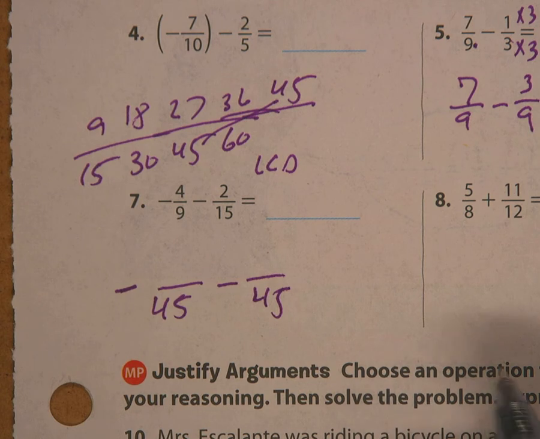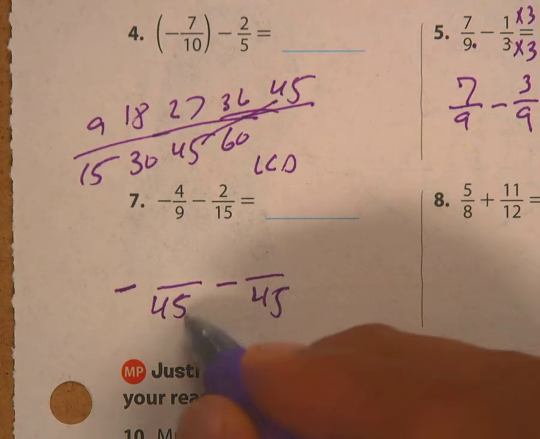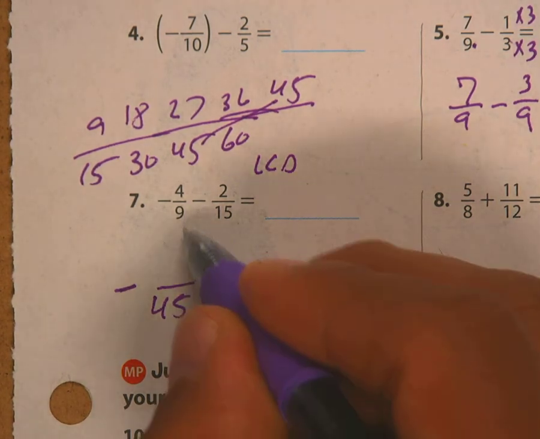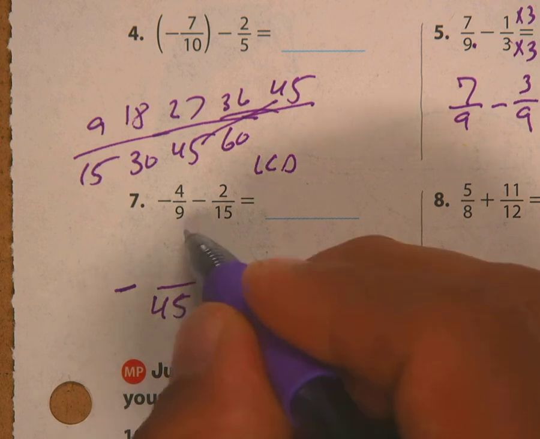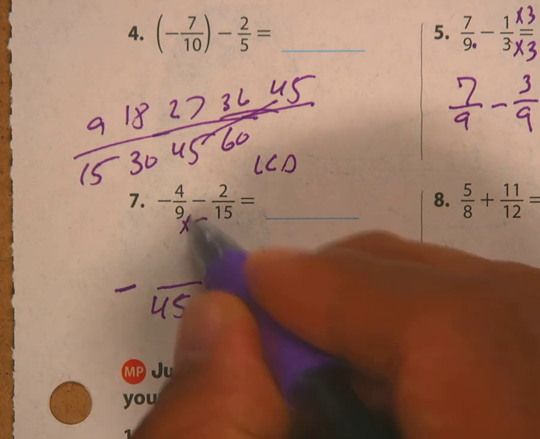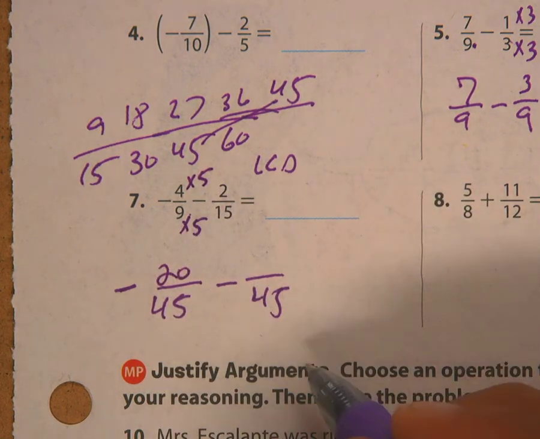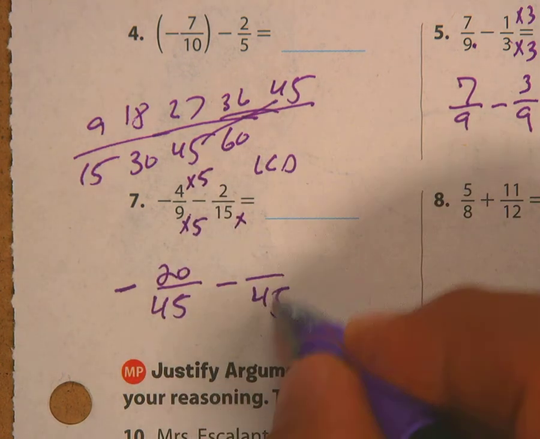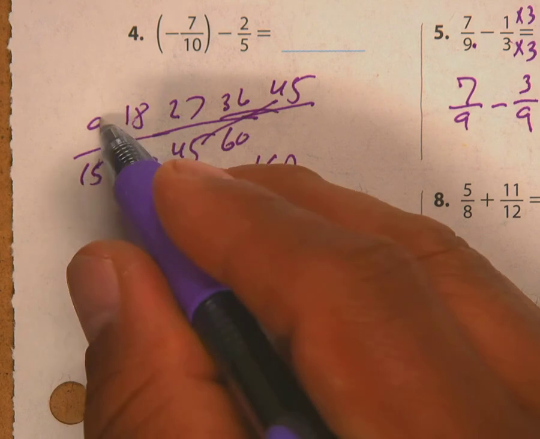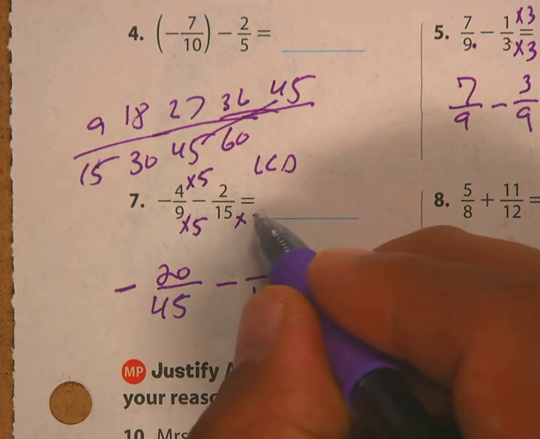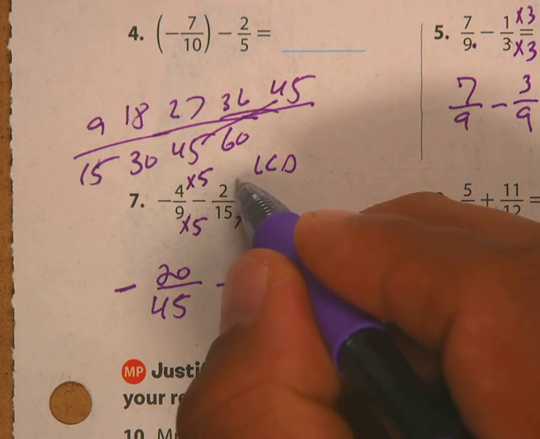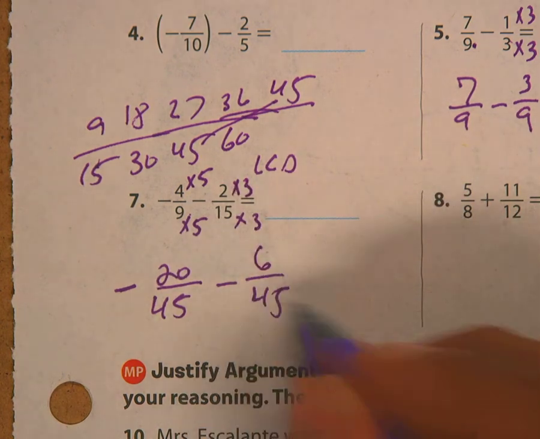Okay, so now they're both fractions that we need to multiply something to get to the new denominator. 9 times 5 is 45. So what we do to the bottom, we do to the top. That's 20. 4 times 5. 15 times what gives me 45? Well, 15 times 1, times 2, times 3. So then what we do to the bottom, we do to the top. 2 times 3 is 6.